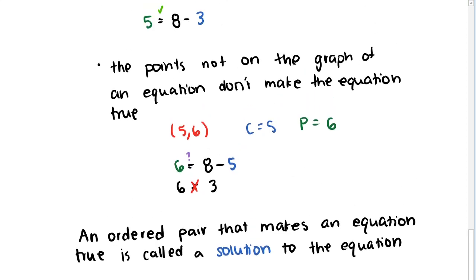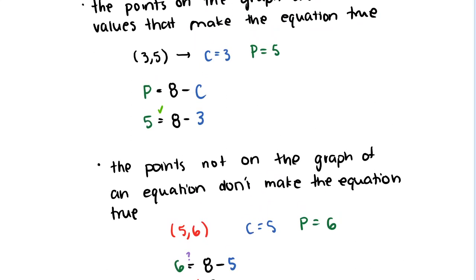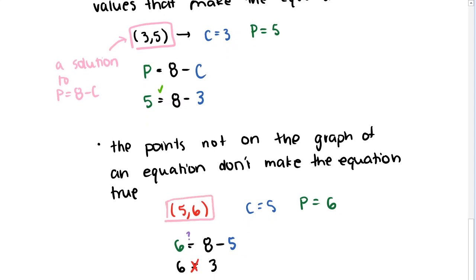And so here, when we're looking back up, and we saw that this ordered pair, 3, 5, it made the equation true. When I plugged in 3 for the first variable, 5 for the second variable, the output variable, it made the left side equal to the right side of the equation. It made the equation true. Here, this means that this point is a solution to the equation P is equal to 8 minus C. And then here, if we look back at the pair 5, 6, what we're saying is that this is not a solution, does not make the equation true, not a solution to the equation P is equal to 8 minus C.